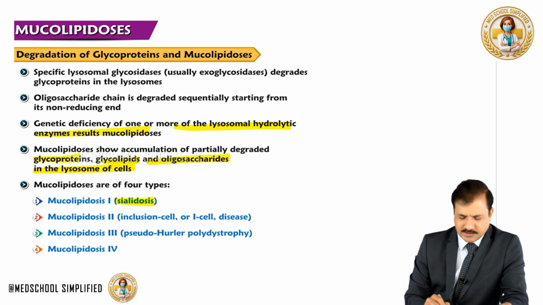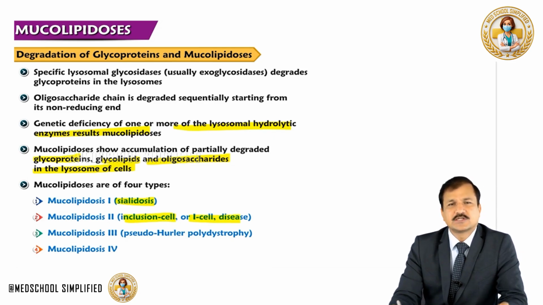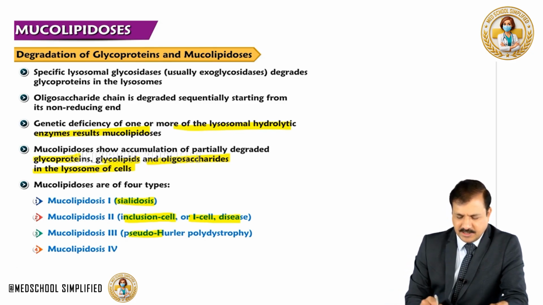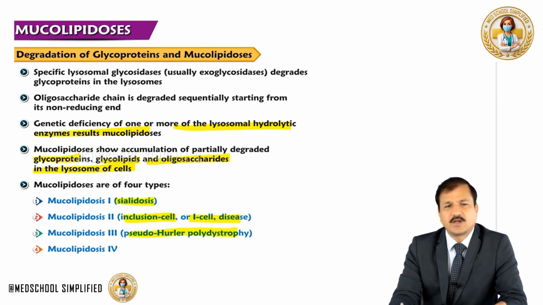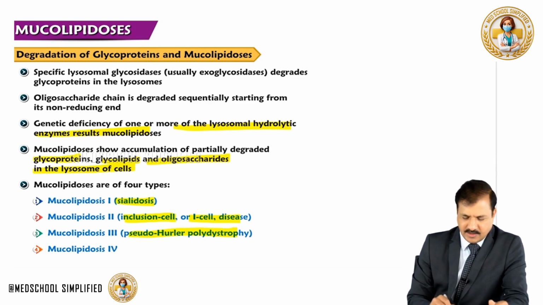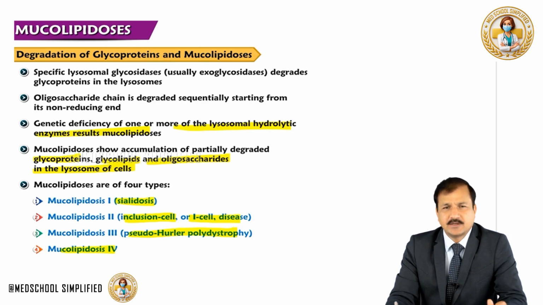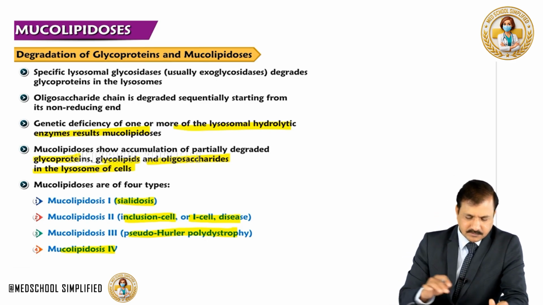Mucolipidosis type 2 is referred as I-cell disease, also called as inclusion cell disease. The I there is for inclusion, that's why it is called I-cell disease or inclusion cell disease. Mucolipidosis type 3 is pseudo-Hurler polydystrophy, and then we have mucolipidosis type 4, which is not a named disorder.